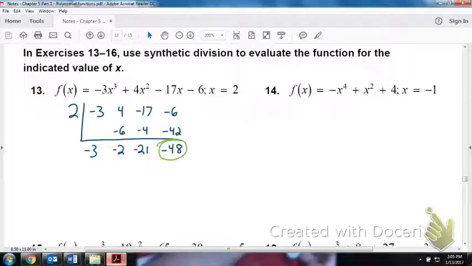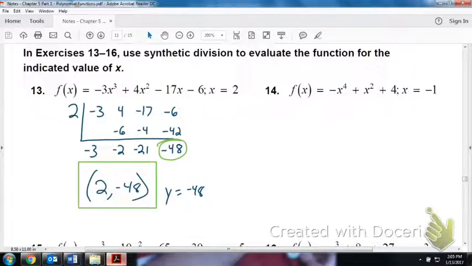So when x is 2, you can write your answer one of two ways. You can say when x is 2, y is -48. Or you can just say y equals -48. However you want to state that. I would prefer this form because it helps you to recall.